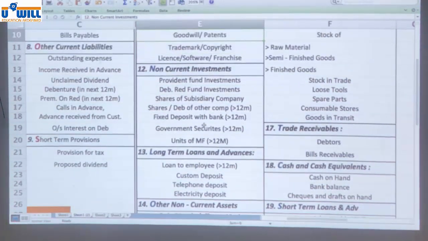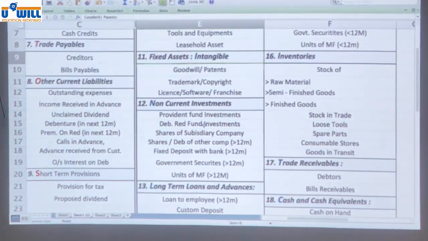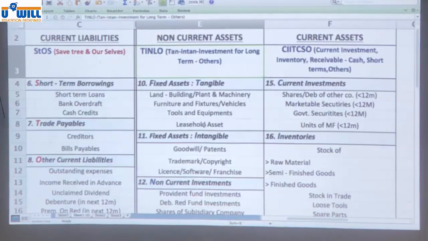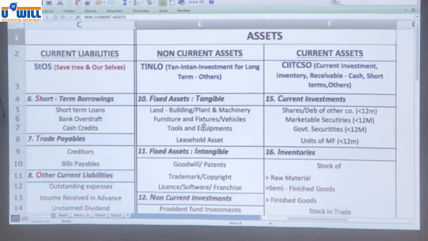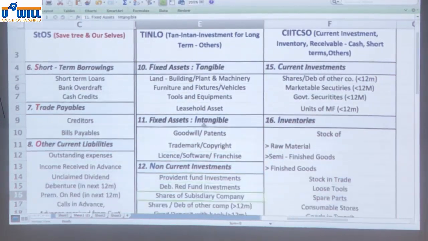Or you may even remember it this way: TINLO. In it there is 10 in 10, TINLO. T is tangible, I is intangible, N is non-current investment, L is long-term loans and advances, and then it is other non-current assets. Understood this?